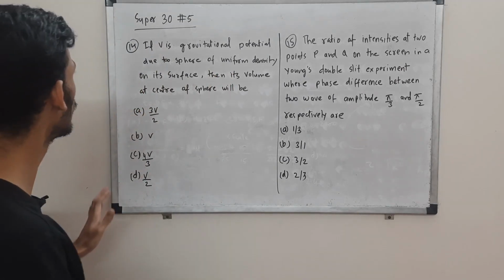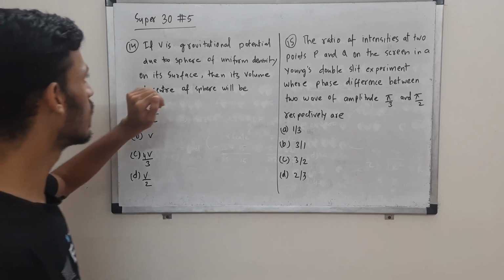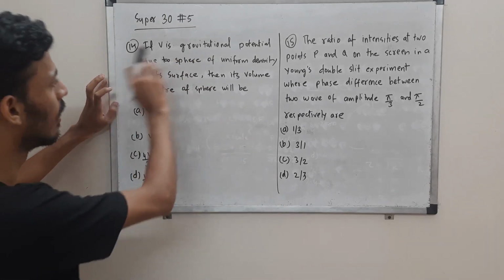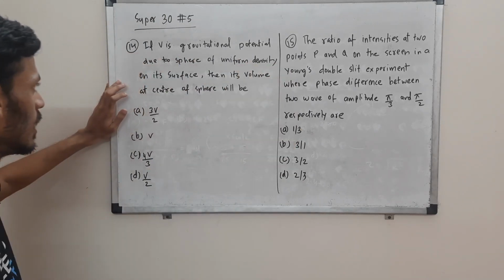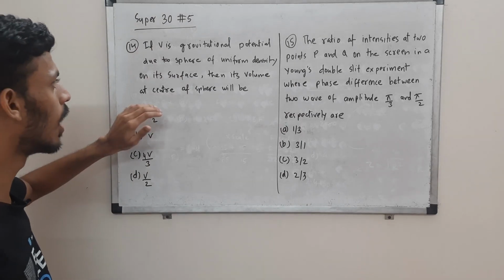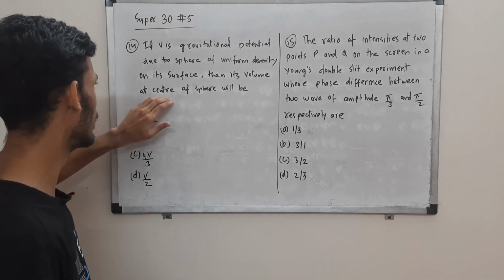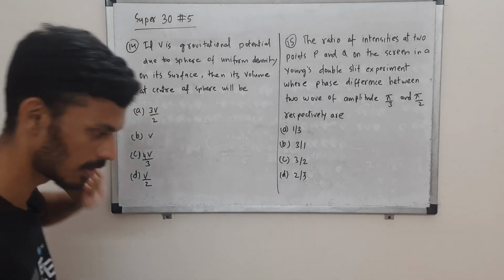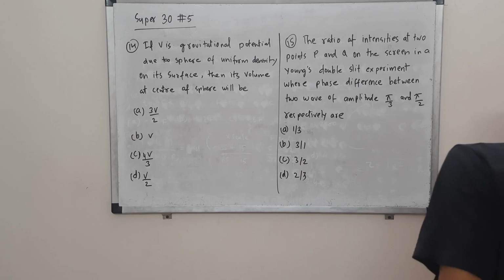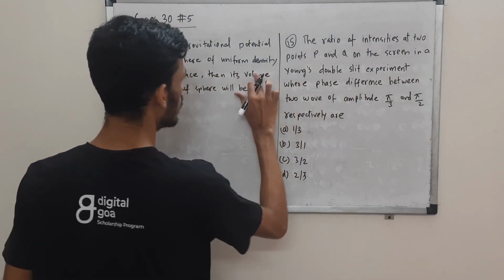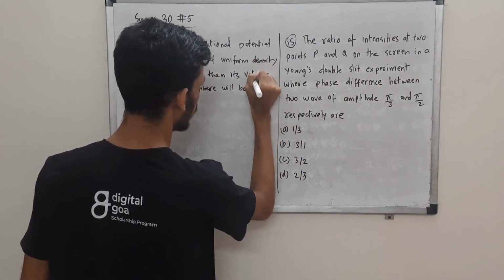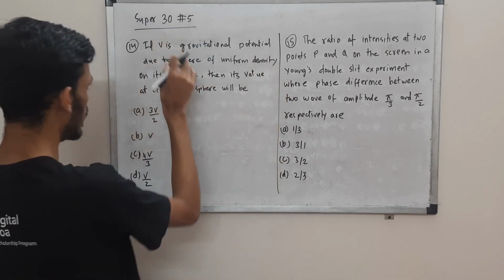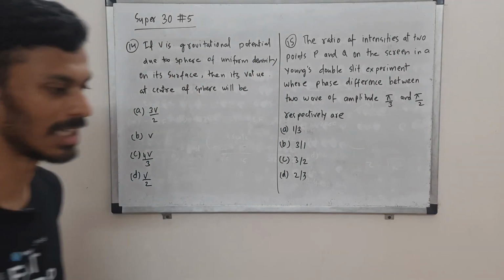So question 14. Here we have been given the gravitational potential due to a uniformly charged sphere, not charge, it's gravitational potential. So a sphere of uniform density, on its surface the potential is V. You are supposed to tell what will be the potential at the center. Something is missing in this question. The value of the potential at the center. V is at the surface, what is the value of the potential at the center?